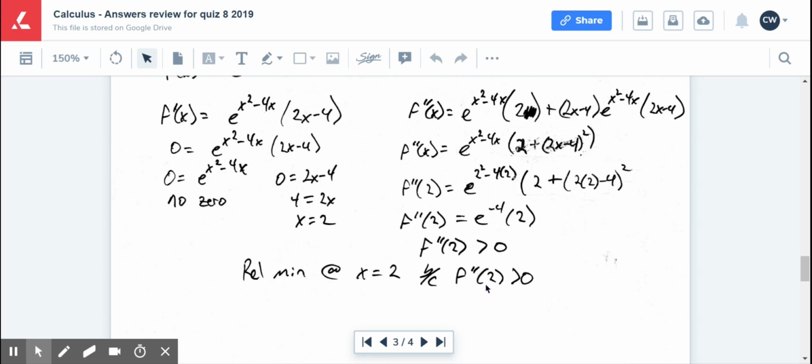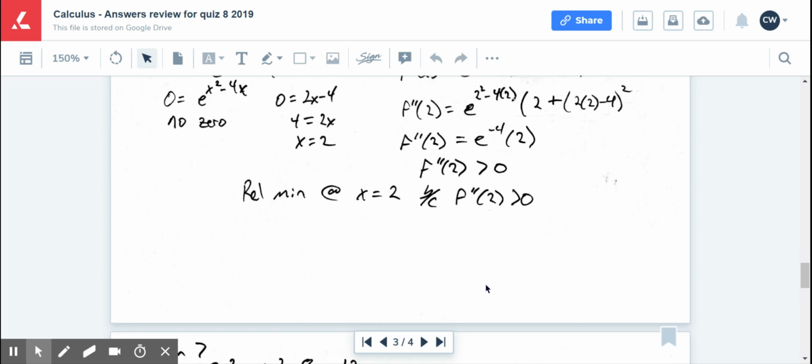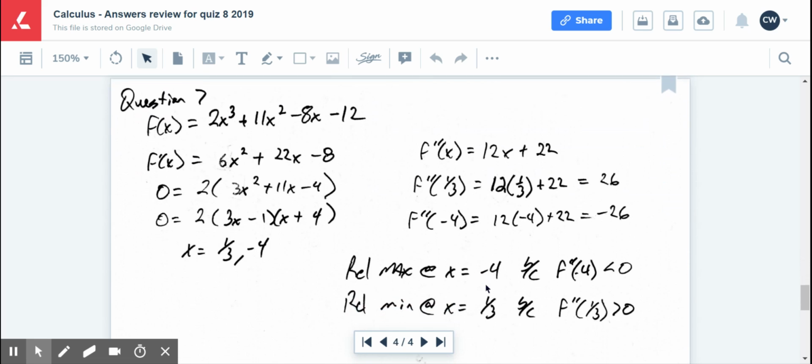Because remember, if our second derivative is positive, that means we're concave up. Second derivative is positive, so we're concave up. So critical point on a concave up piece means I've got a minimum. Sorry, I didn't mean to botch that up there.